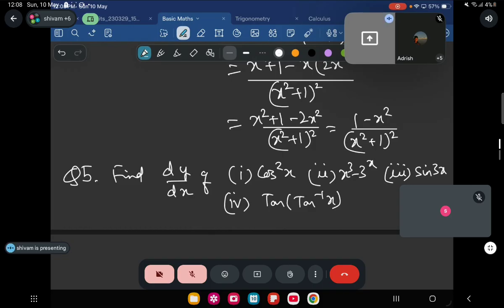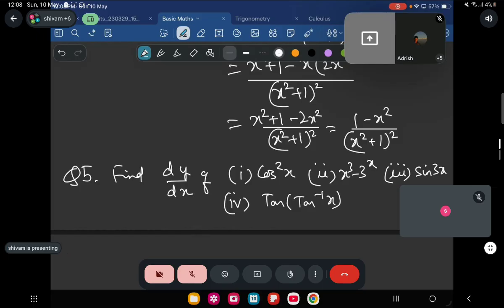Check the fourth one. Check the third one as well. Second one is correct. First one is also correct. Yes, anyone else? Okay, let's start. What is wrong? Which one? Oh, fourth one is wrong.